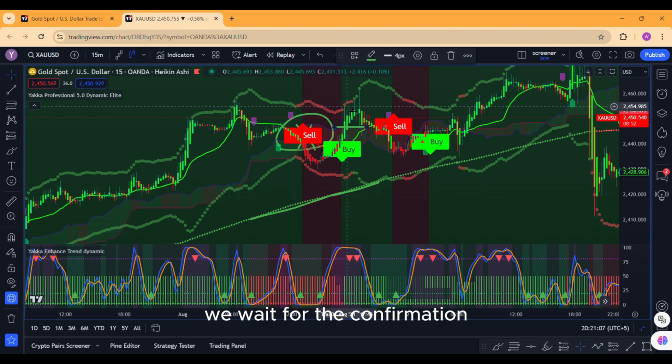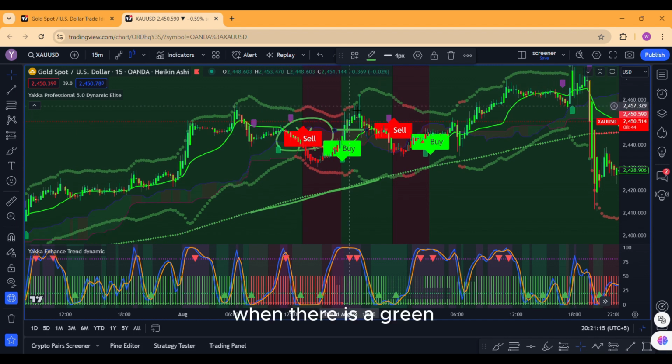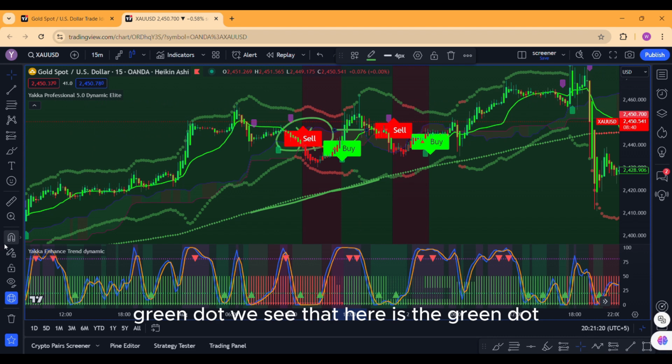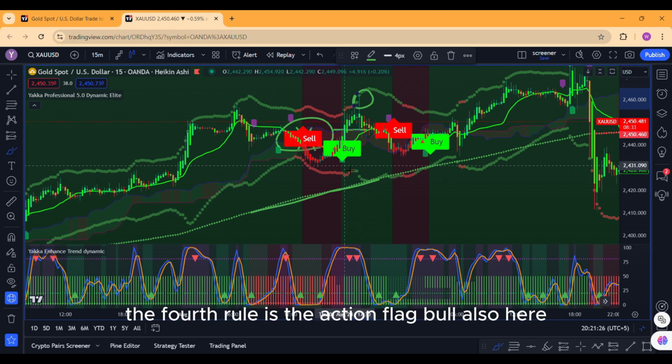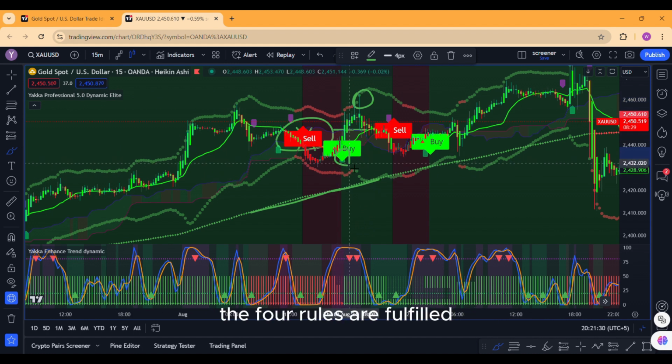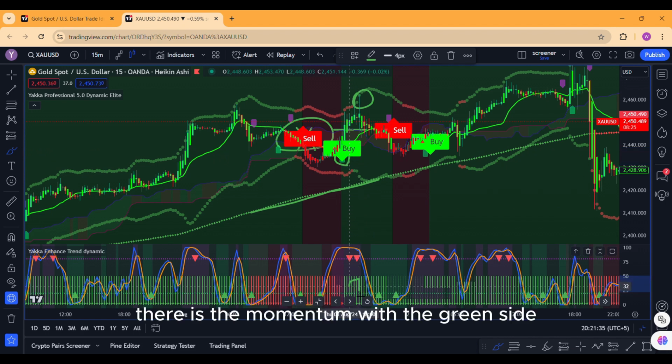We wait for the confirmation. It must be green. After that, we see here is the green dot. Here is the third rule confirmation. The fourth rule is the action flag bull. Also here the 4 rules are fulfilled. The fifth rule is that the momentum is on the green side.